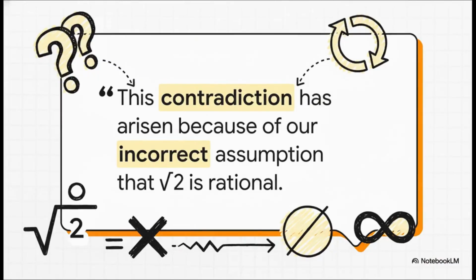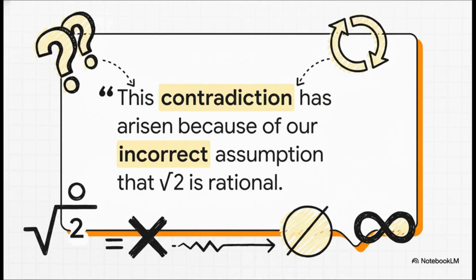So, why is this a big deal? Well, remember our one big rule at the start? We assumed that the fraction a over b was in its simplest form. But wait a minute, if both a and b are even numbers, it can't be in its simplest form. You could just divide both of them by 2.